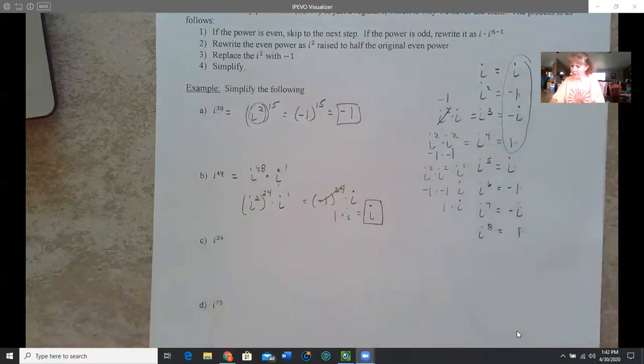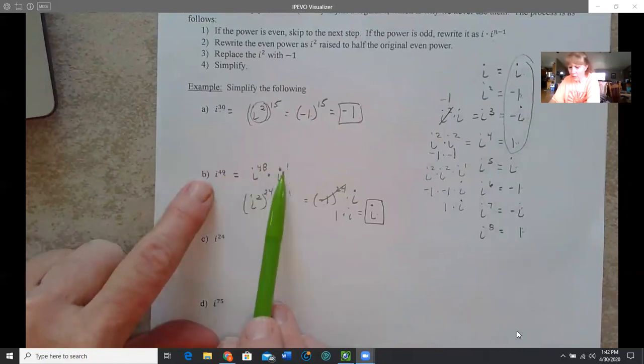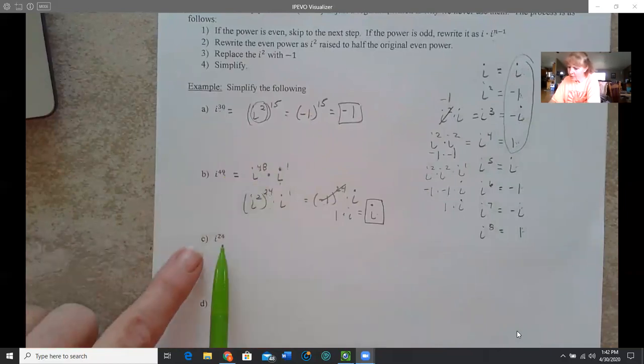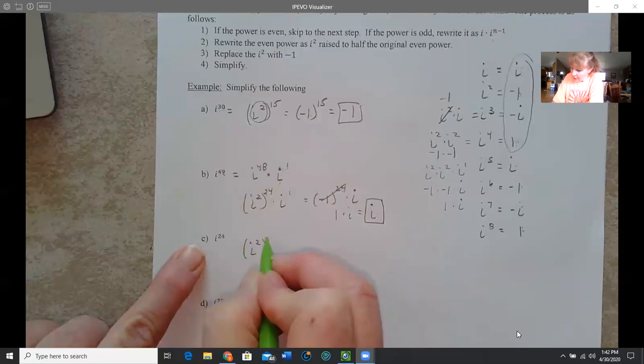All right, let's look at 24. 24 is even. If it's even, you don't have to do this step and bring one of them over to the side. All we do is divide 24 by 2, and you get 12. 2 times 12 is 24. You rewrote it.